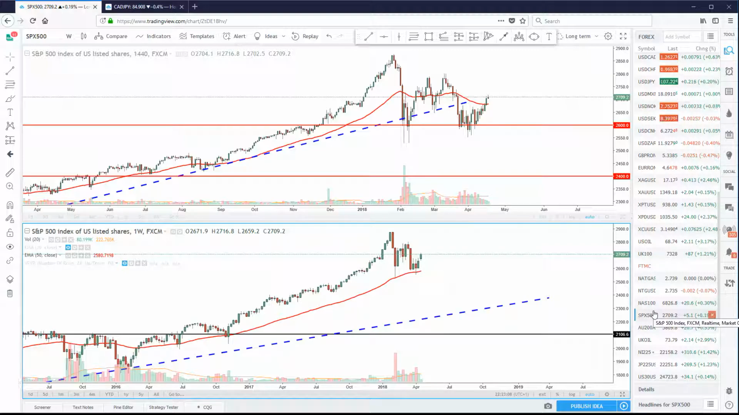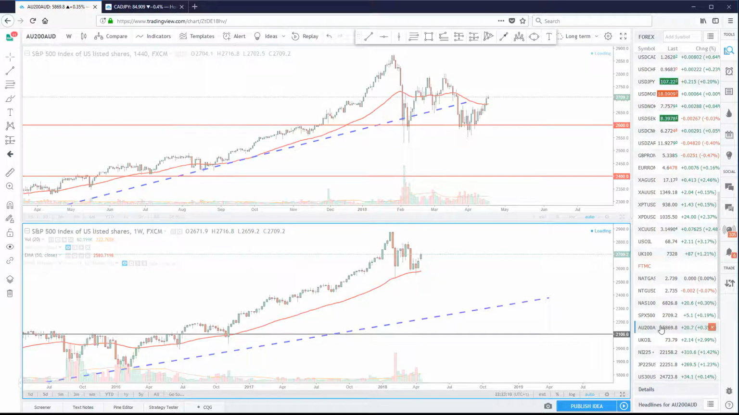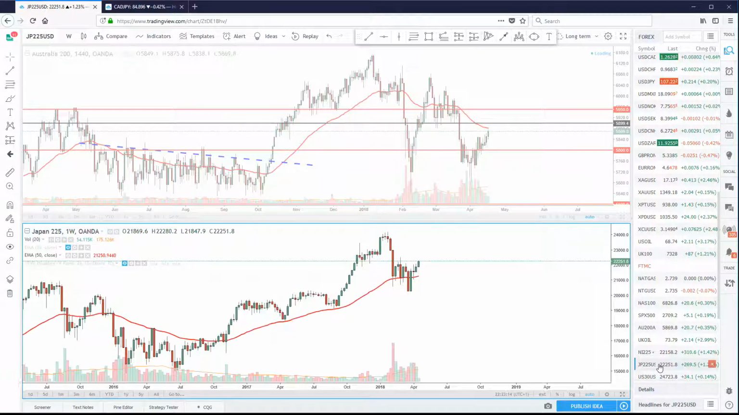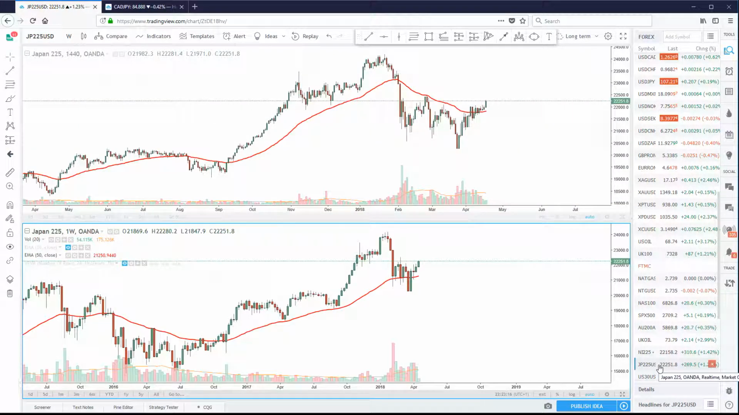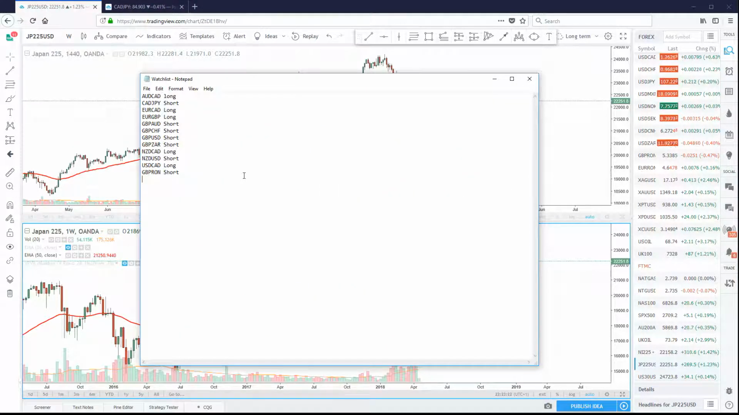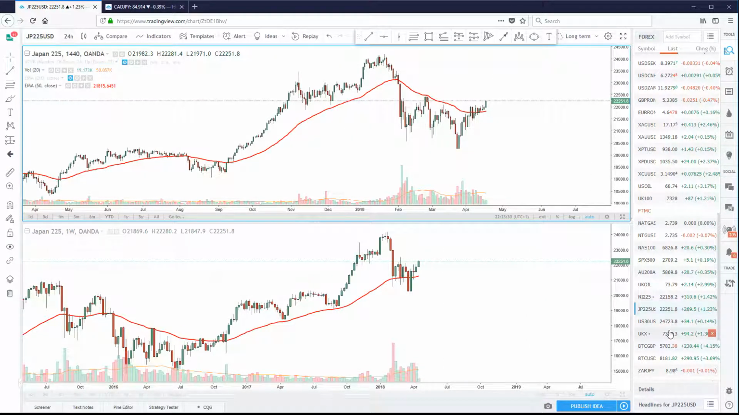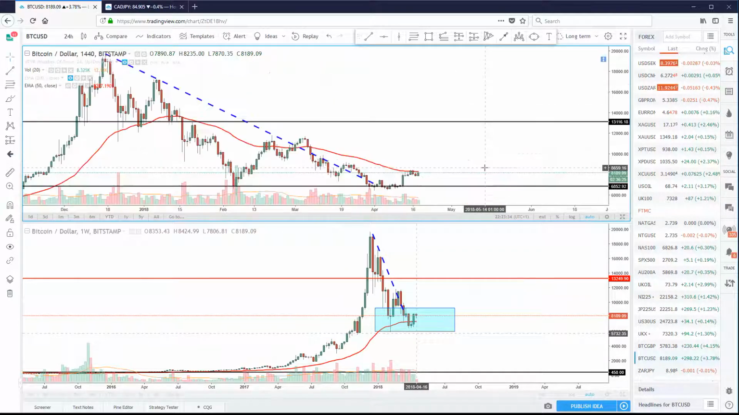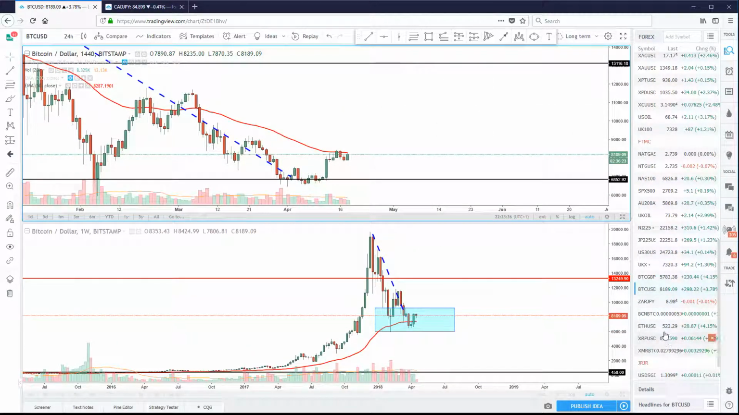Look at some of the stock markets quickly. No, don't like that. Don't like that. JP225, that has broken out of a triangle, so I would like to look at that one. Long. Bitcoin, just so everyone looks at it. Not interested in that really, in all fairness, as you know.